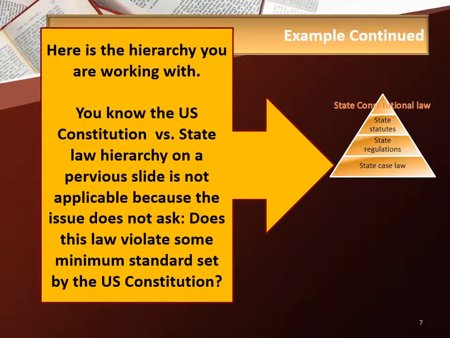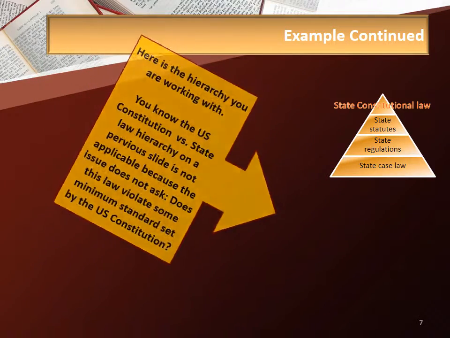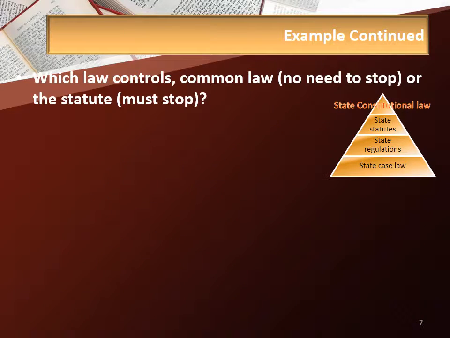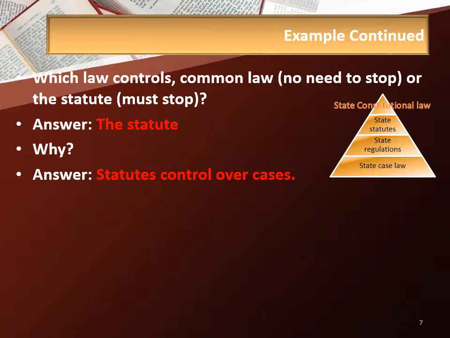When confronted with a problem like this, many students think that the law that was made first controls. However, this is not the case. If that were so, then laws could never change. In addition, you should know that the hierarchy between the U.S. law and state law does not control here because this law has nothing to do with the U.S. Constitution and therefore is not under federal control. The issue here is which law controls. The common law, no need to stop, or the statute, must stop. The answer is the statute. Why? Answer: statutes control over cases in the hierarchy of state law.